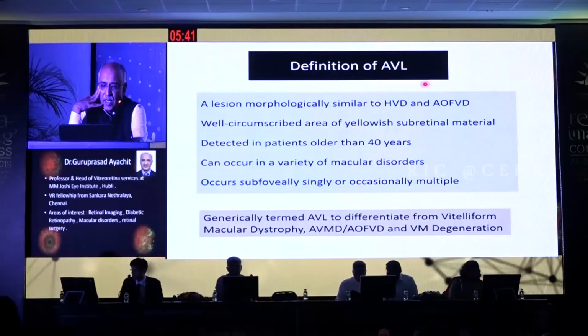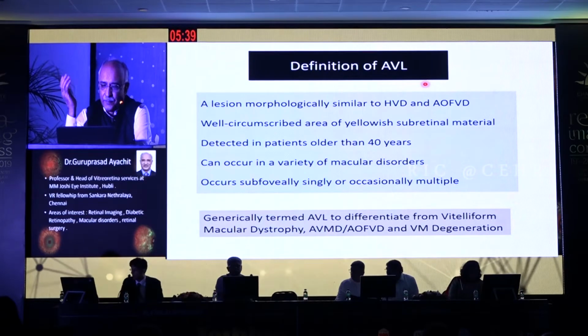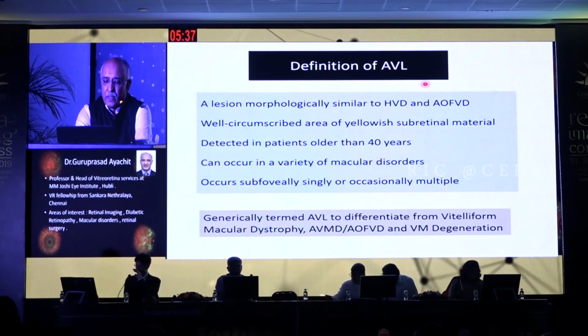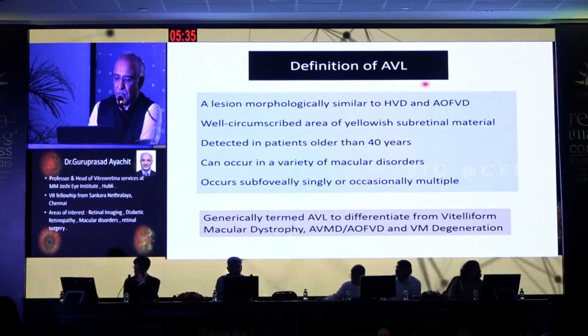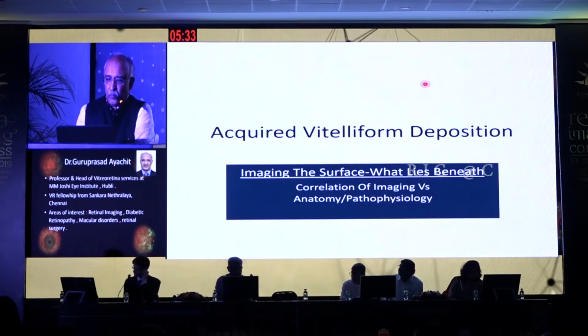So basically, I won't dive straight into the topic. Definition of acquired vitelliform lesions: a lesion morphologically similar to hereditary vitelliform degeneration or dystrophy. A well circumscribed area of yellowish subretinal material is seen, detected in patients over 50 years or 40 years of age, and can occur in a variety of macular disorders. It can occur either singly or occasionally multiple in the subfoveal region.